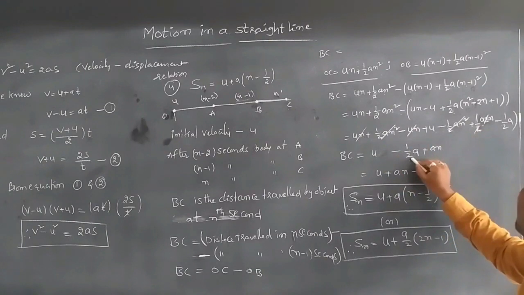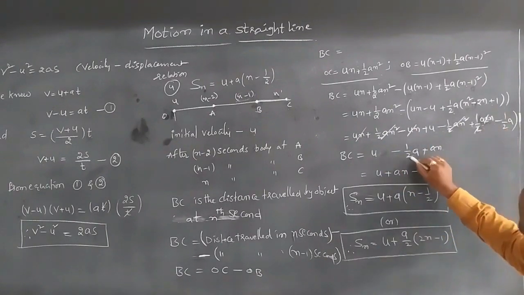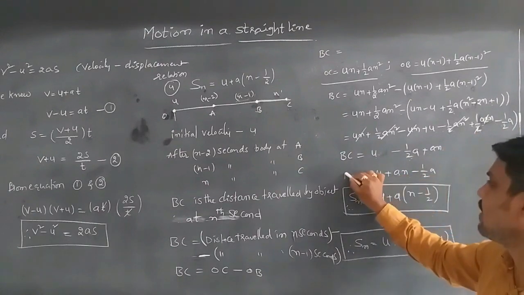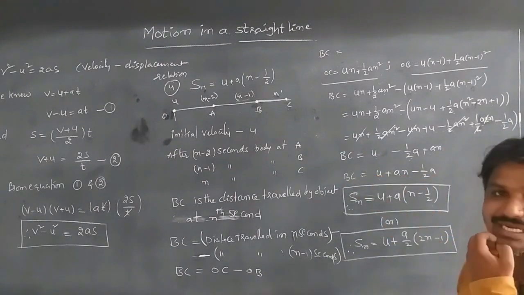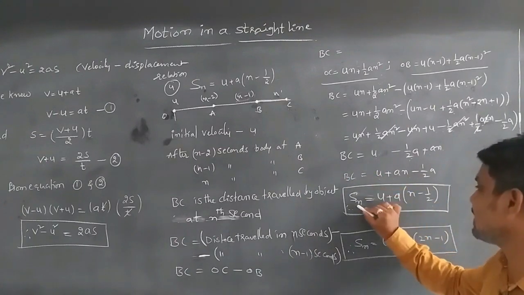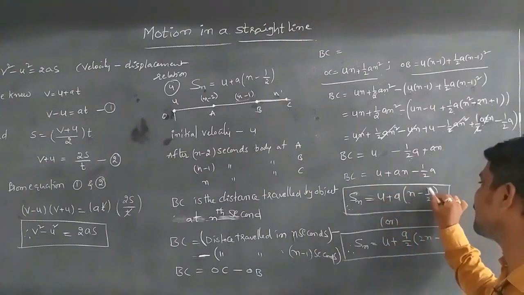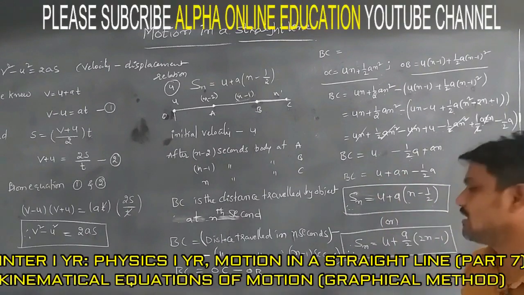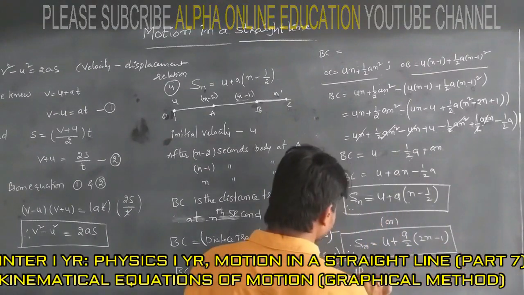plus half a, u plus a n minus of a, that is the distance travelled by an object in the nth second. So that's why S n is equal to u plus a of (2n minus 1) by 2. Hence proved.